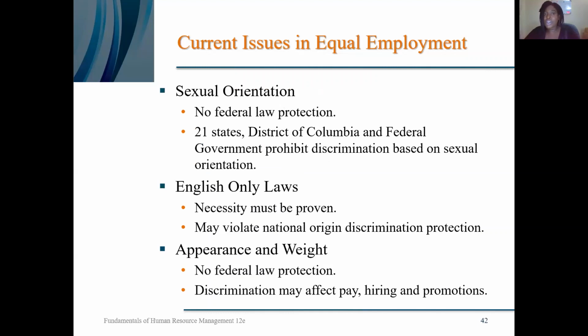Sexual orientation. So, again, we're dealing with current issues in equal employment. No federal law protection. 21 states, the District of Columbia, and the federal government prohibit discrimination based on sexual orientation. So there's no federal law, which means it doesn't apply to the entire USA. English-only laws: necessity must be proven. It may violate national origin discrimination protection. Appearance and weight: no federal law protection. Again, it means that it is not the same all over the US. It's only the states that would have adopted it. Discrimination may affect pay, hiring, and promotion.